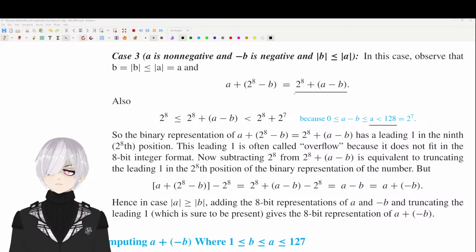Oh, go ahead. So are they saying that the formula matches up with the procedure of subtracting 2 to the eighth?